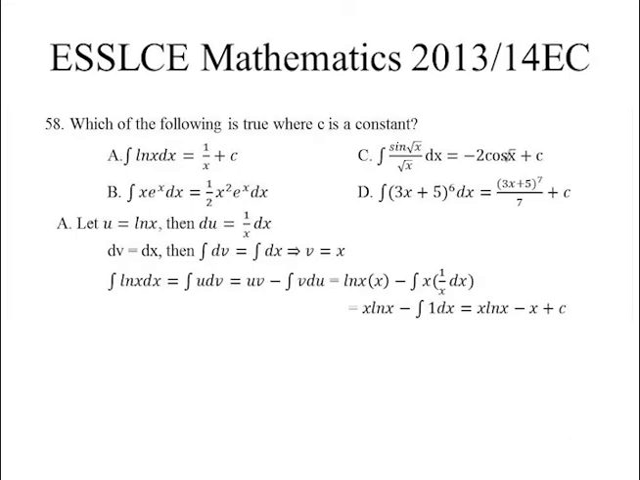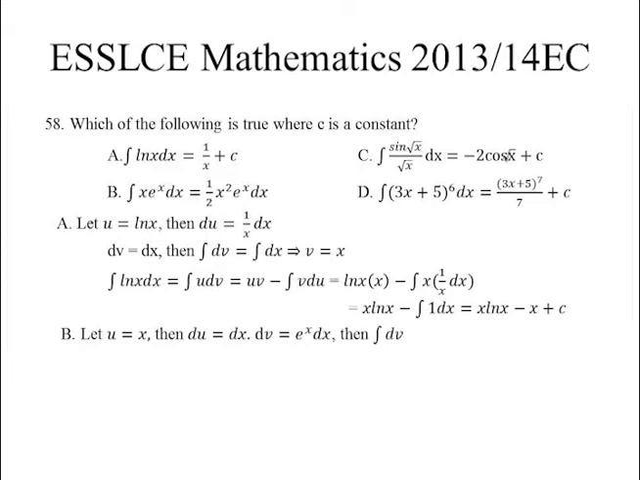Choice B, integral of x e to the power of x dx is equal to 1 over 2 x to the power of 2 e to the power of x plus c. Again, in choice B, integration by parts is recommended. Thus, let u is equal to x, then the derivative of u is equal to the derivative of x, and e to the power of x dx is equal to dv.